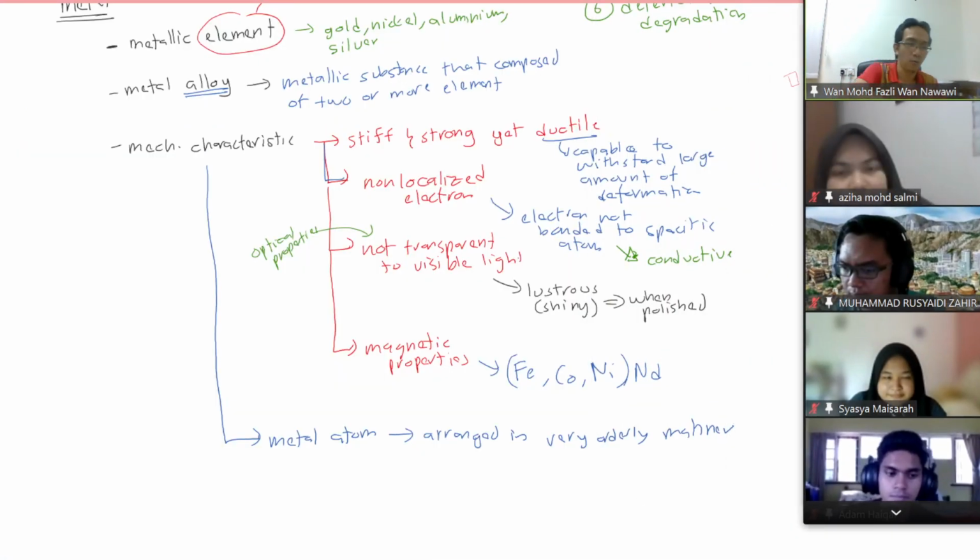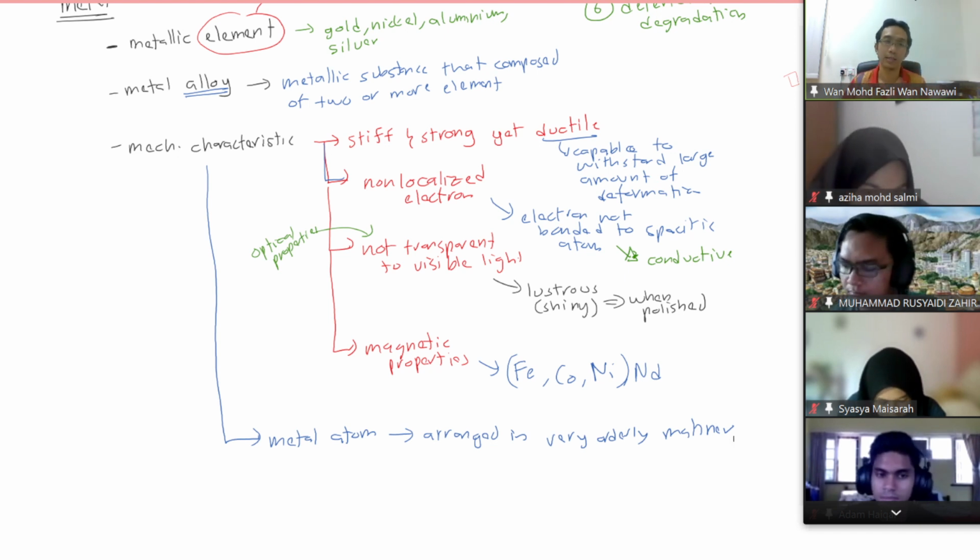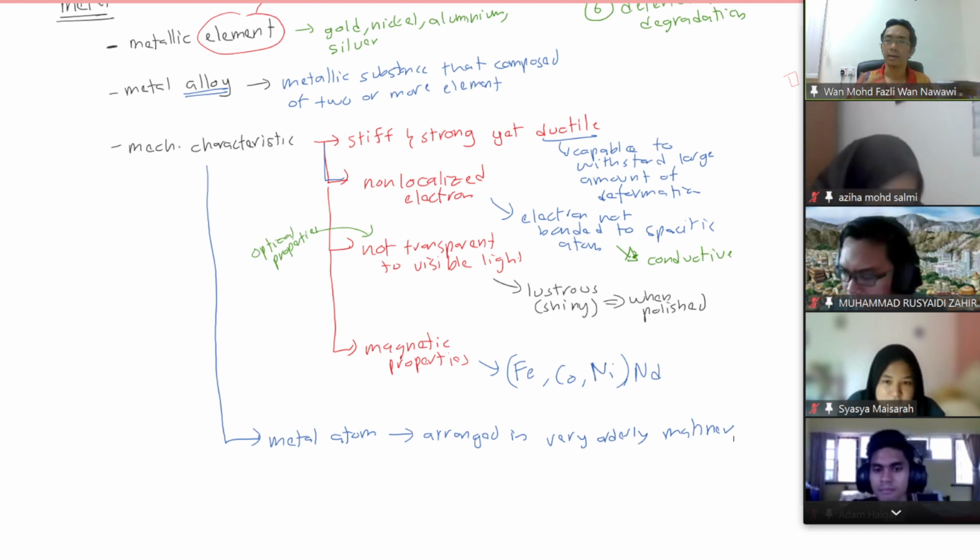Okay, so now we are done with all the characteristics of the metal. So let's see back what your friends presented last week. So metal, I think metal is what? Metal is basically Alif Mukri and Cik Wan Huda. Okay, Cik Wan Huda with the tumbler.